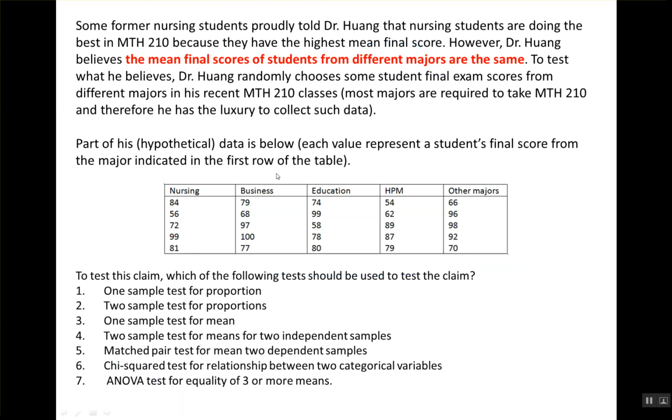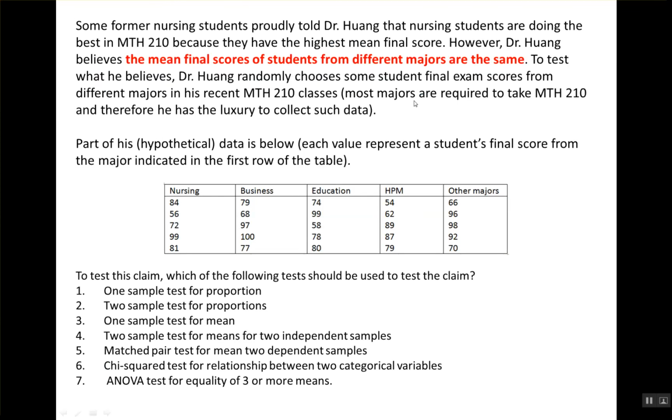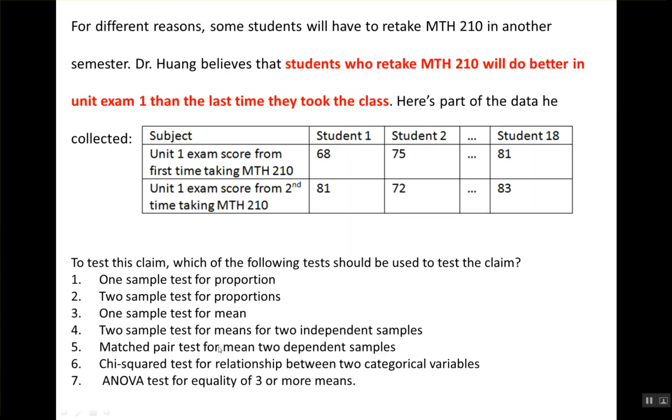Pay attention to the difference between this particular one. We are comparing the mean score, and in the previous one we are testing whether independent or dependent for the pass or failure rate and their majors. So in this one, the pass or failure, this is a categorical variable. We are not talking about the mean score. Therefore, we pick chi-square for this particular one, and for the one we just went through, that's testing the mean. So that will be ANOVA. So let's look at the next one.